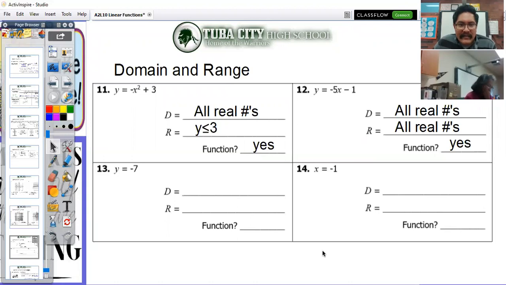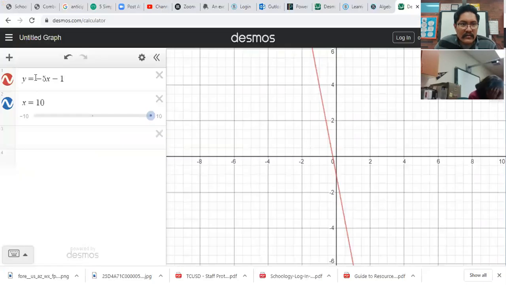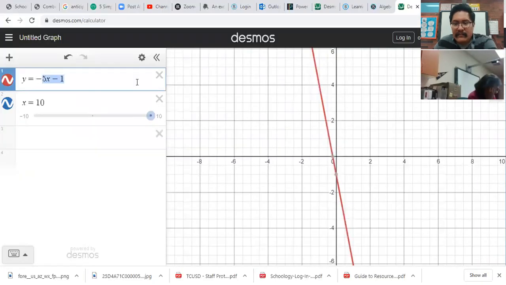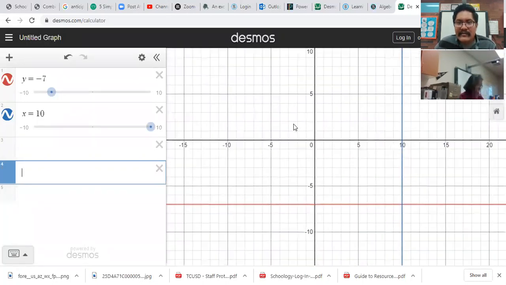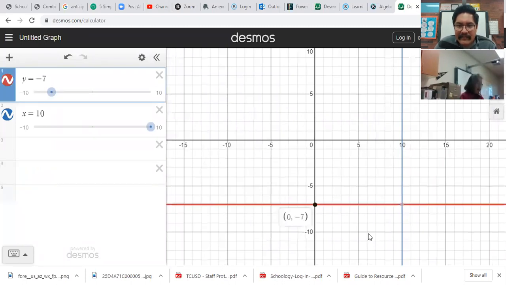And let's go ahead and go back there and type in y equals -7. So y equals -7. All right, so where is it? Well, like I said, sometimes you have to move the window around. So I'm going to scroll out, and that's going to zoom out. And you can see right there that we have a horizontal line, a straight sideways line, at -7.